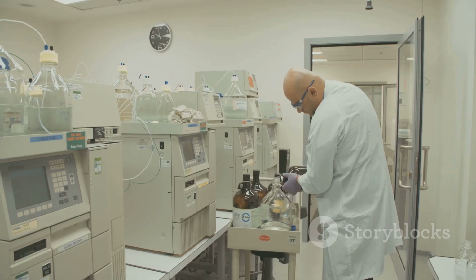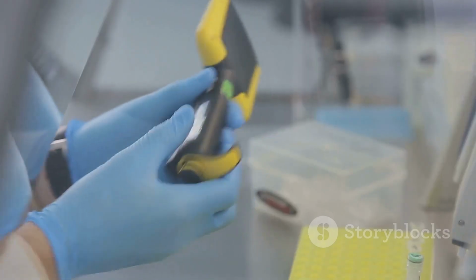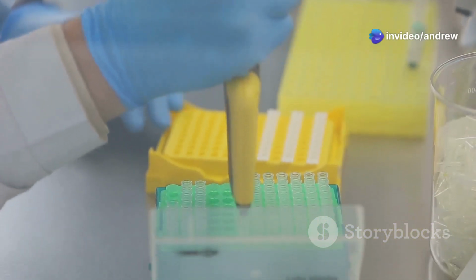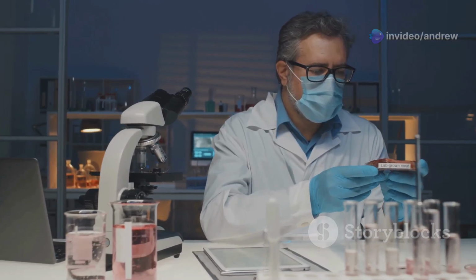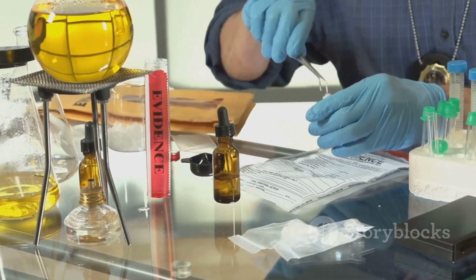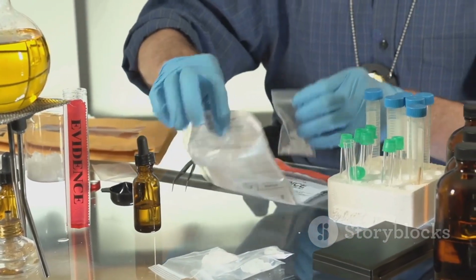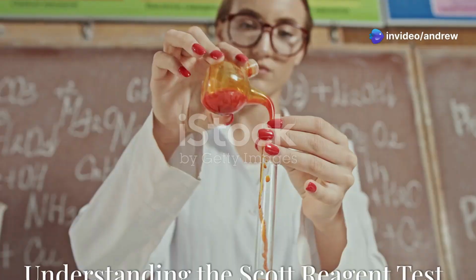Forensic laboratories employ a variety of tests to identify drugs accurately. These tests help ensure that individuals are not wrongly accused based on misidentified substances. Forensic drug analysis is also vital for public safety. By identifying the types of drugs circulating in a community, law enforcement agencies can better understand drug trends and develop strategies to combat drug-related crime.